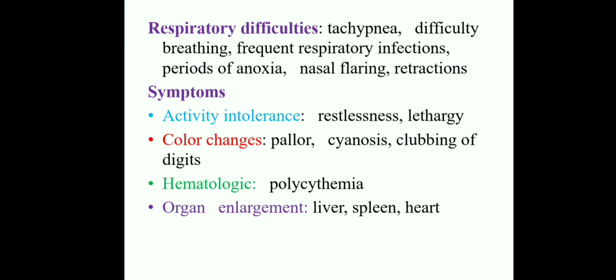Okay, and then next one is hematologic condition, that is the child suffers with polycythemia, and then organ enlargement, that is mostly we will see in the liver and then spleen and then heart. Okay, organ enlargement is there. These are the symptoms when the child is suffering with the respiratory difficulties.